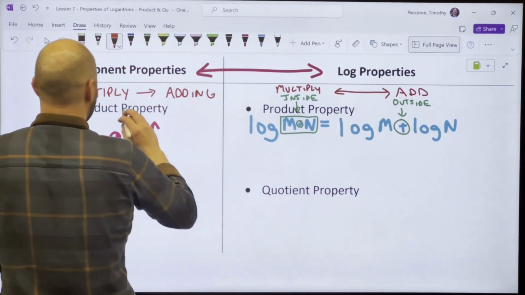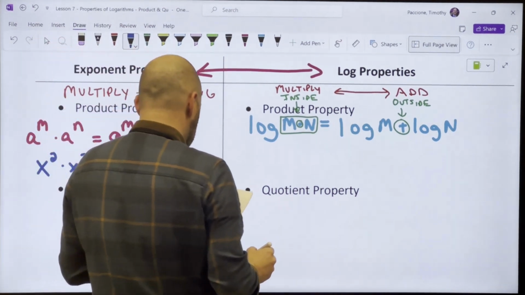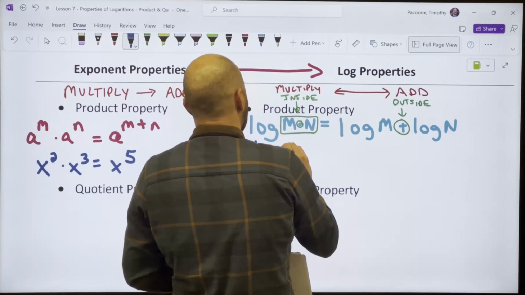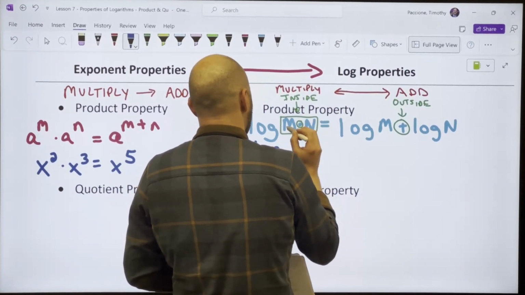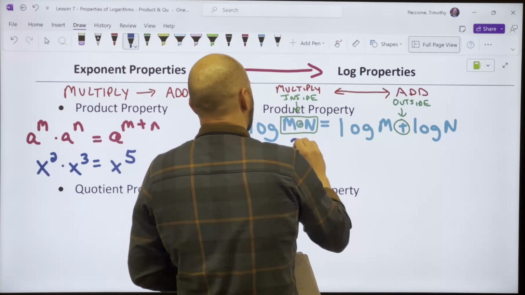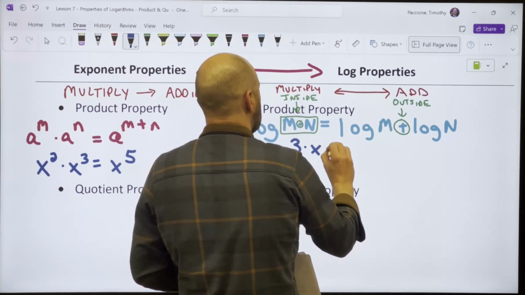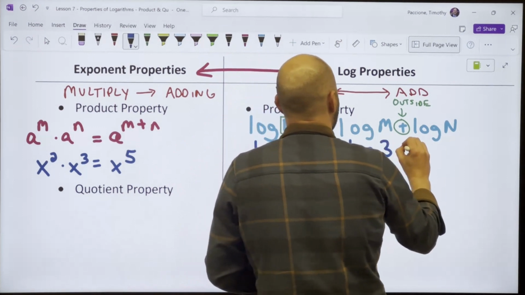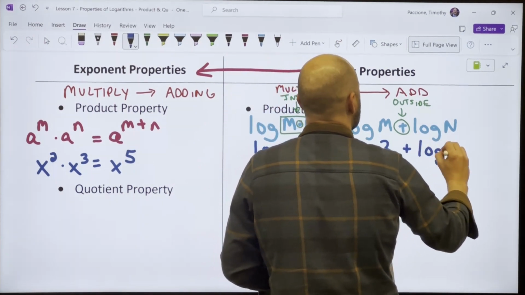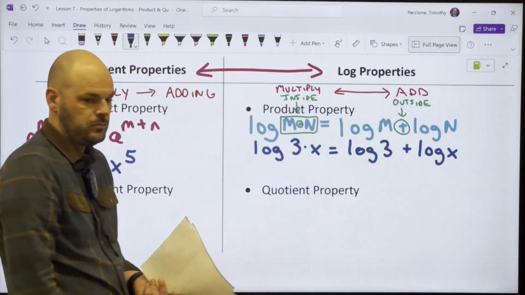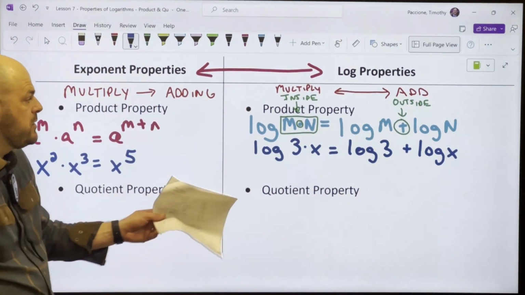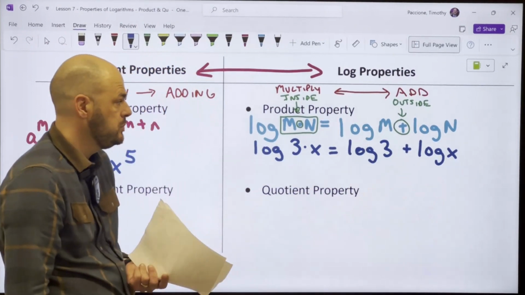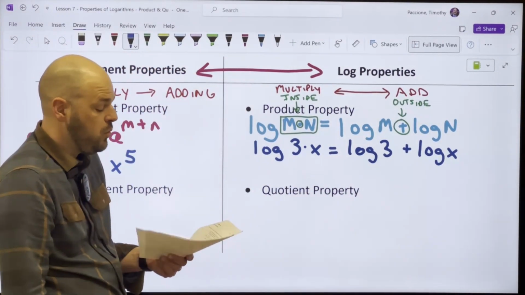Now, again, I will show you real examples, right? Let's say you have log of, let's start easy. We'll go 3 times x, or 3x. Well, I can rewrite that as log of 3 plus log of x. Okay? I was multiplying on the inside, so I can pull it apart into two logs, and I add. Okay? You could also go the other way.